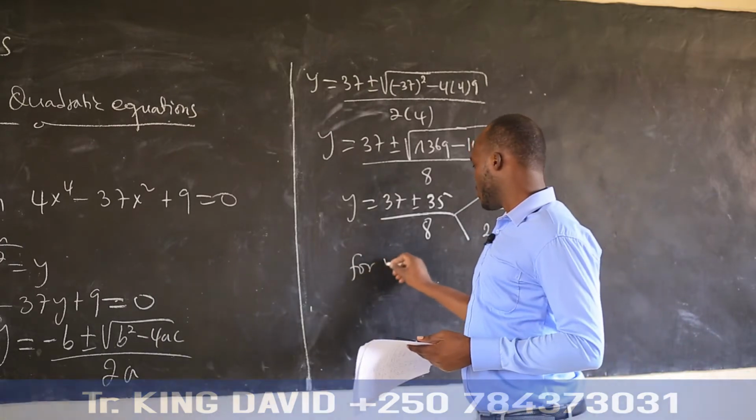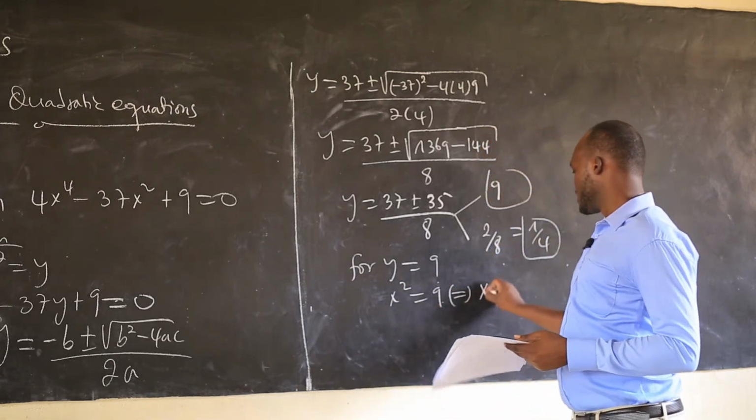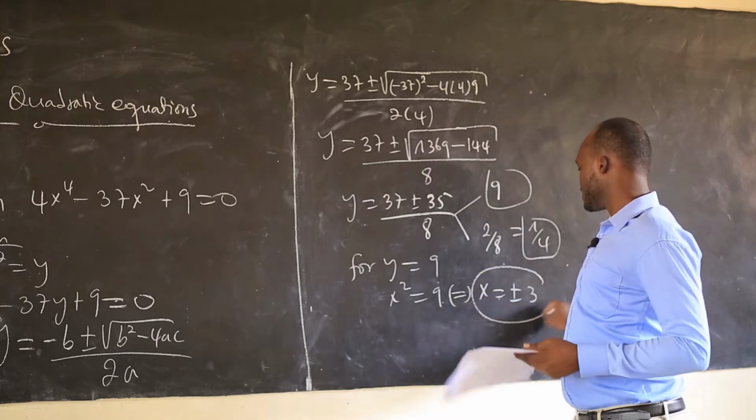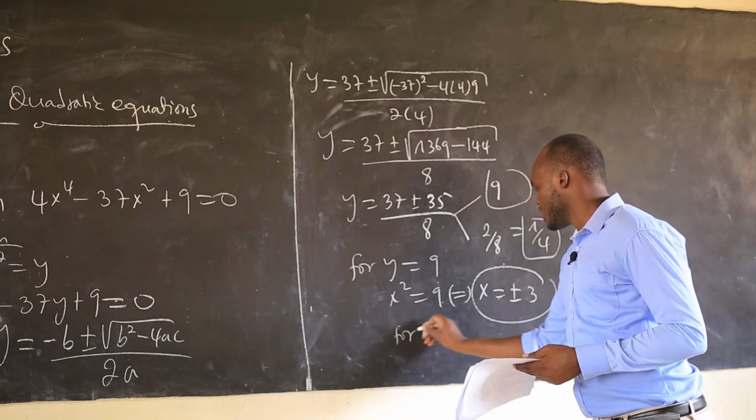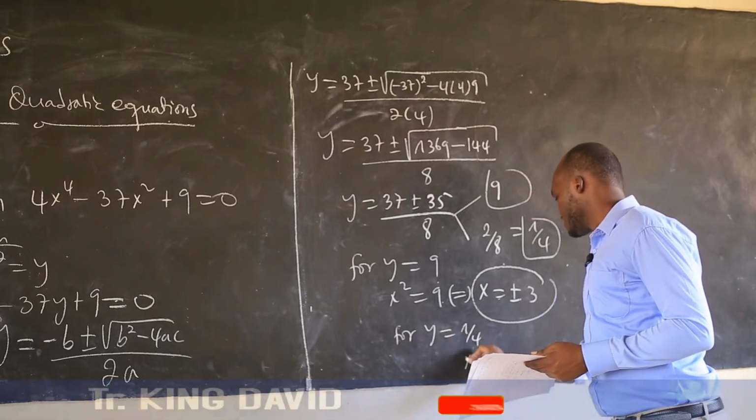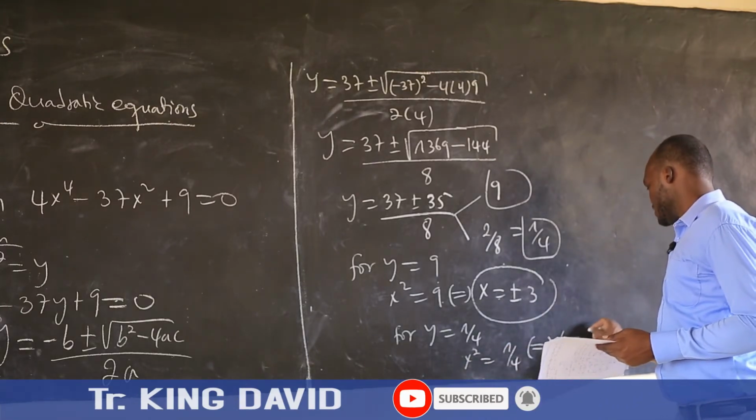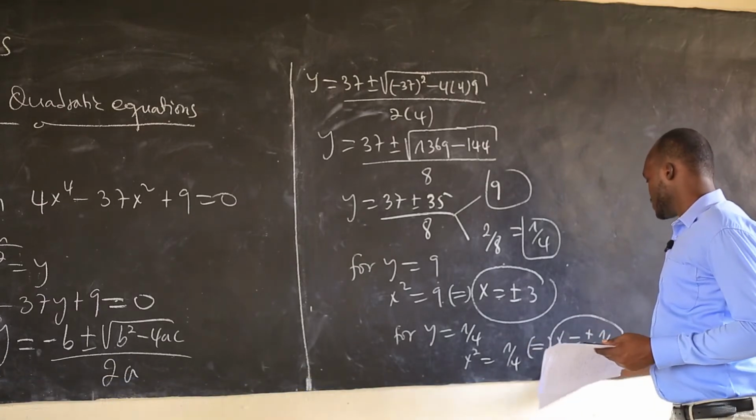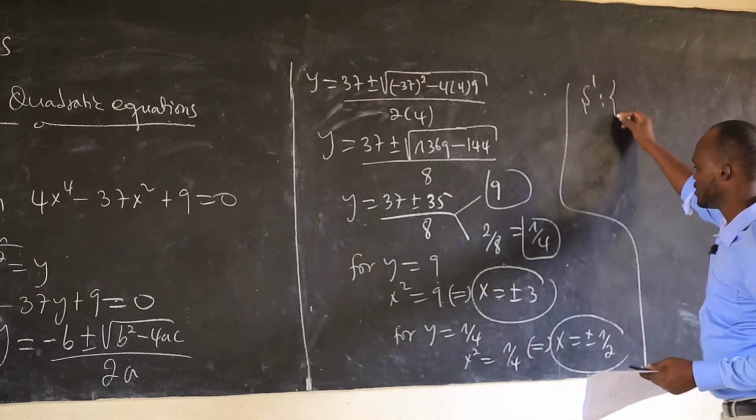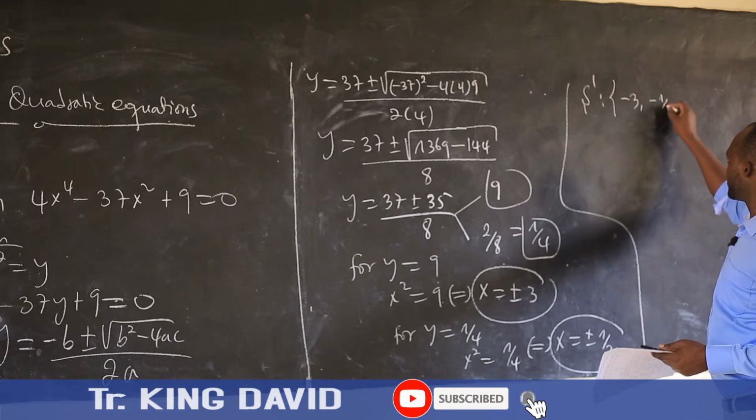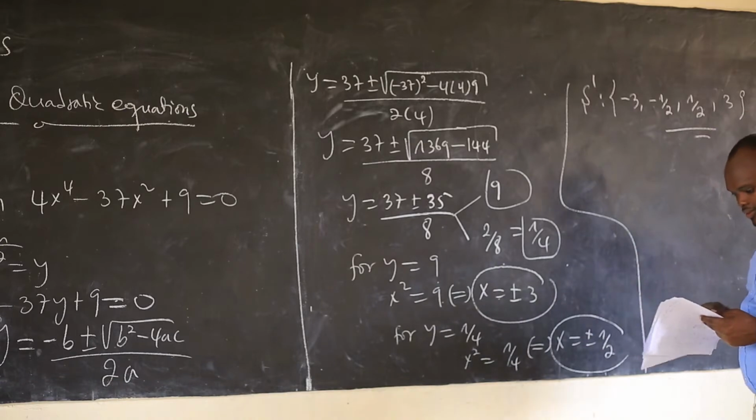So for y equal to 9, x squared will be equal to 9, which implies that x is plus or minus 3. You know that the square root of a number is plus or minus. So for y equal to 1 over 4, x squared equal to 1 over 4 implies that x will be plus or minus a half. So which means that our set contains 4 roots, which are negative 3, negative a half, a half, and 3. So those are the values of x.